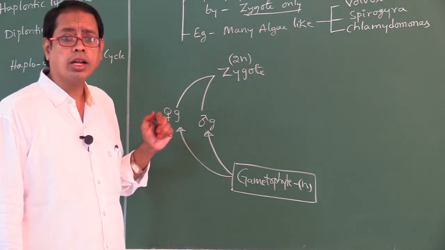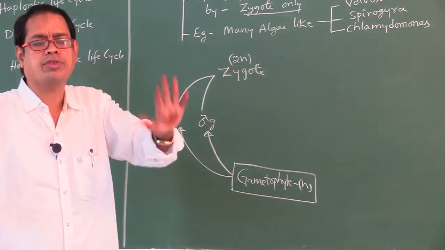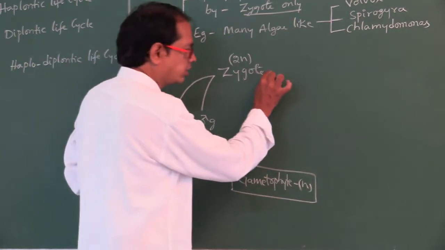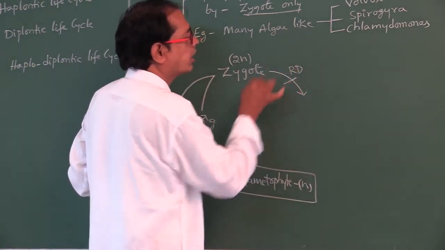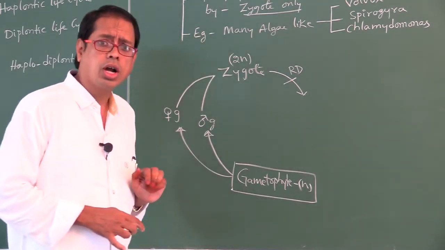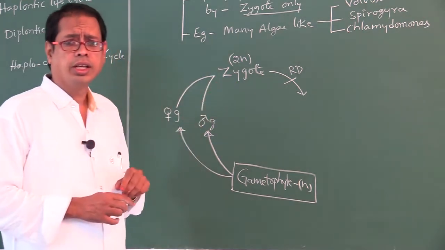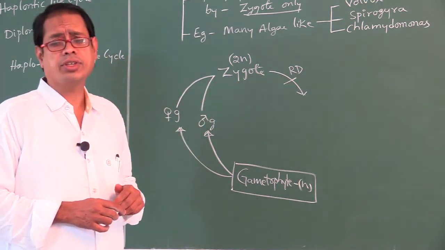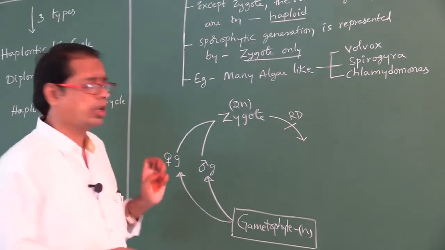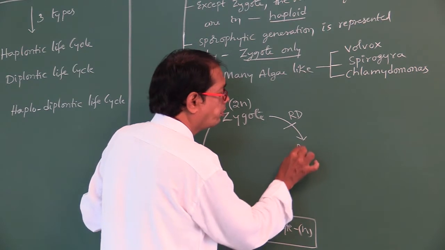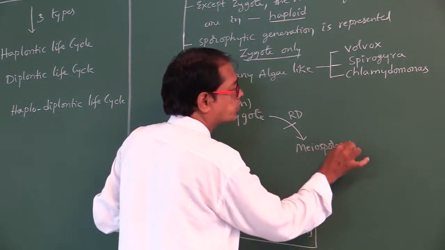Algae means zygote undergoes meiosis. There is no embryo in their life cycle. So this zygote undergoes reduction division, also called meiosis. That zygote contains one diploid nucleus. As it undergoes meiotic division, that one nucleus produces 4 nuclei. Those are so called meiospores.